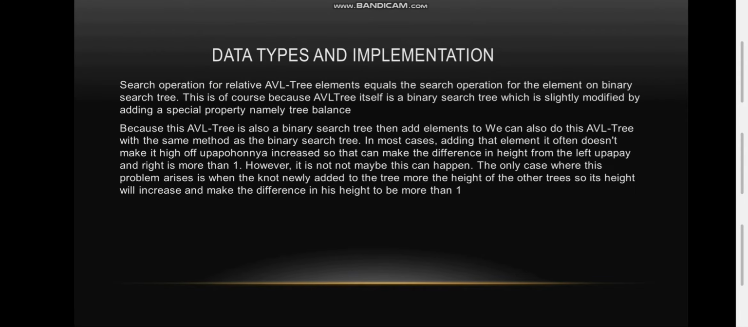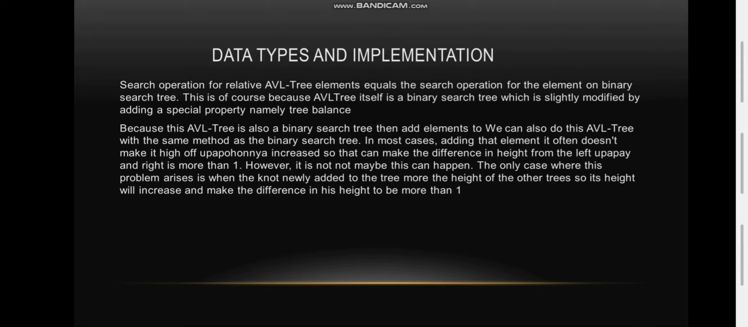Data types and implementation. The search operation for elements in the AVL tree equals the search operation for an element in a binary search tree. This is of course because the AVL tree itself is a binary search tree which is slightly modified by adding a special property, namely tree balance. Because this AVL tree is also a binary search tree, adding elements to this AVL tree is done with the same method as the binary search tree.